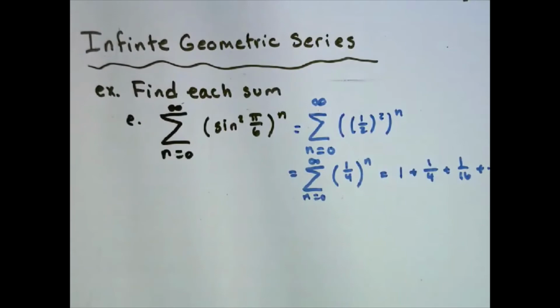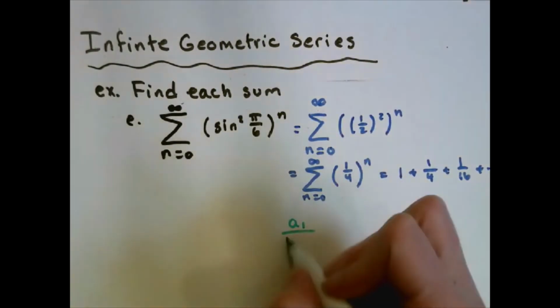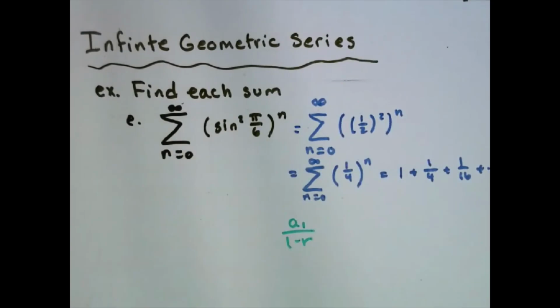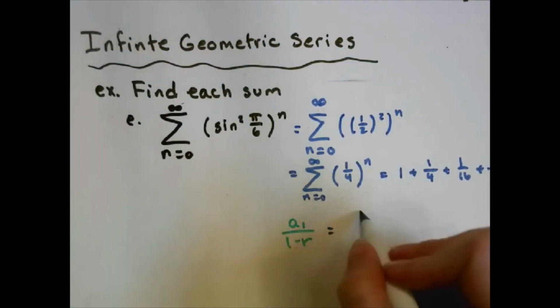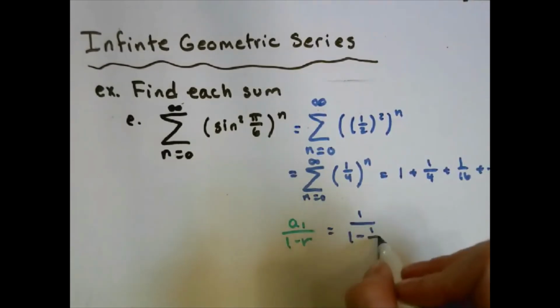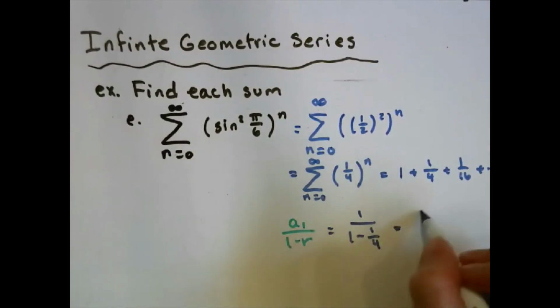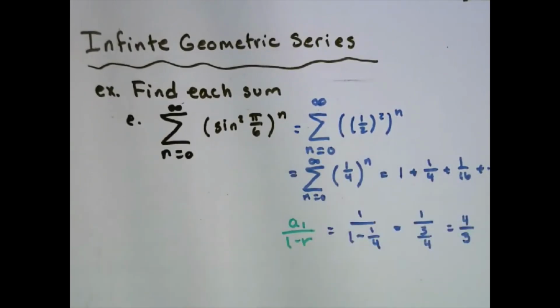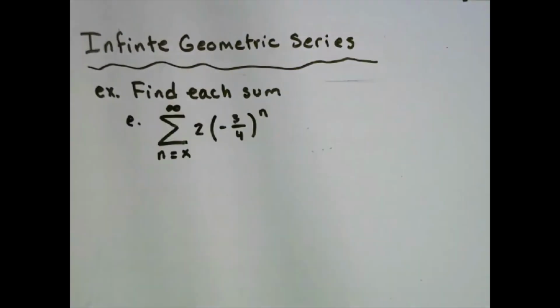So again, we have an infinite geometric series. So a1 over 1 minus r, because our common ratio is 1/4. So this is going to be 1 over 1 minus 1/4. So that's going to be 1 over 3/4, which is 4/3. So again, just increasing the complexity of what we're dealing with here.